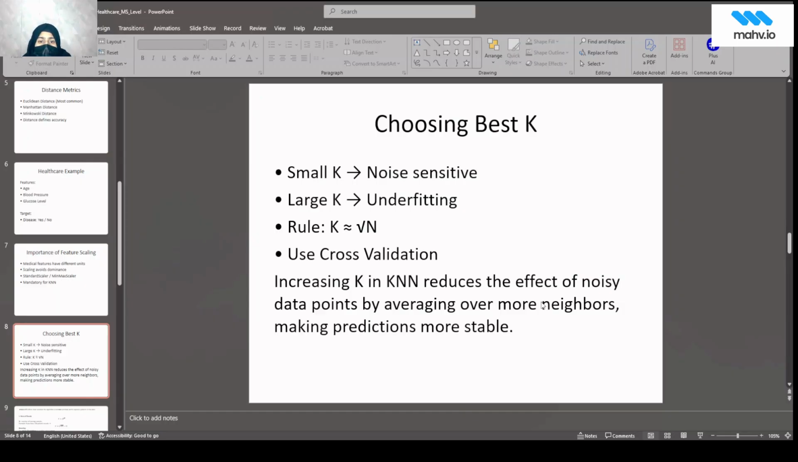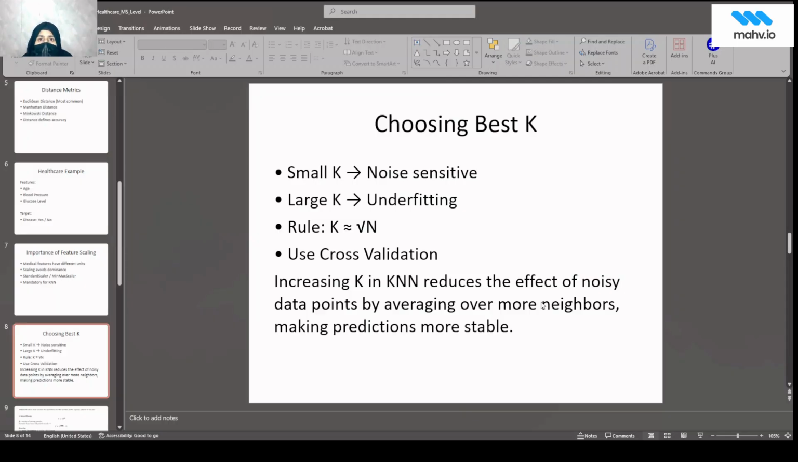A large K causes underfitting. So we use cross validation, in which we apply the accuracy score and then evaluate the performance. Cross validation is a technique to choose K. Increasing K in KNN reduces the effect of noisy data points by averaging over more neighbor points, making predictions more stable.